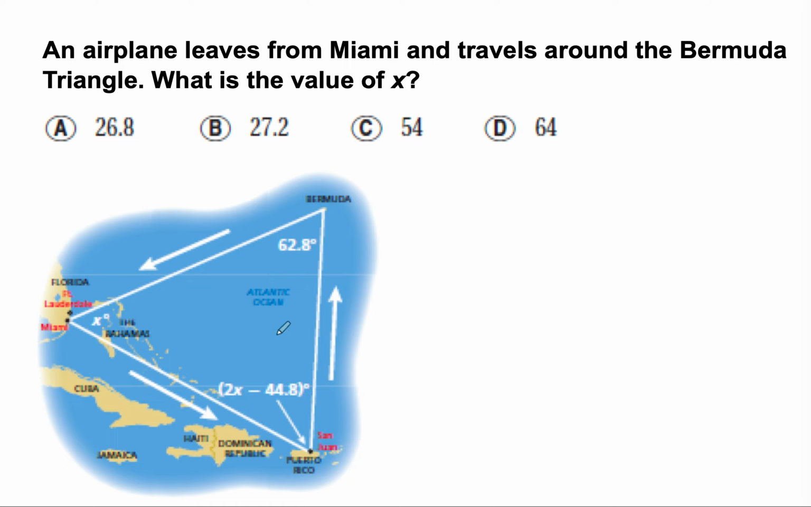We have three angles in our triangle. One is X. One is 2X minus 44 and 8/10. The third one is 62.8. It is a triangle, so they're all going to equal 180 together. Okay, now go ahead and pause the video and try this one on your own.